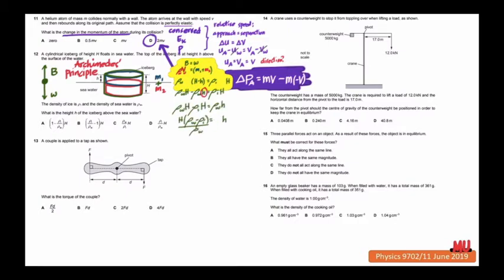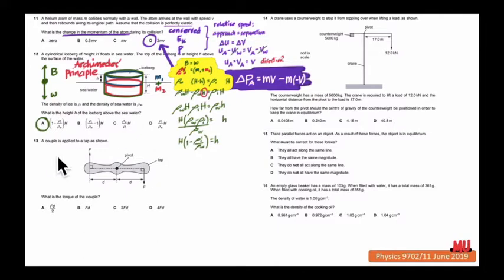We can simplify this further into H times the quantity rho W divided by rho W, which is 1, minus the ratio between rho of ice and rho, or density, of water. Alright, like that. And this is option A.